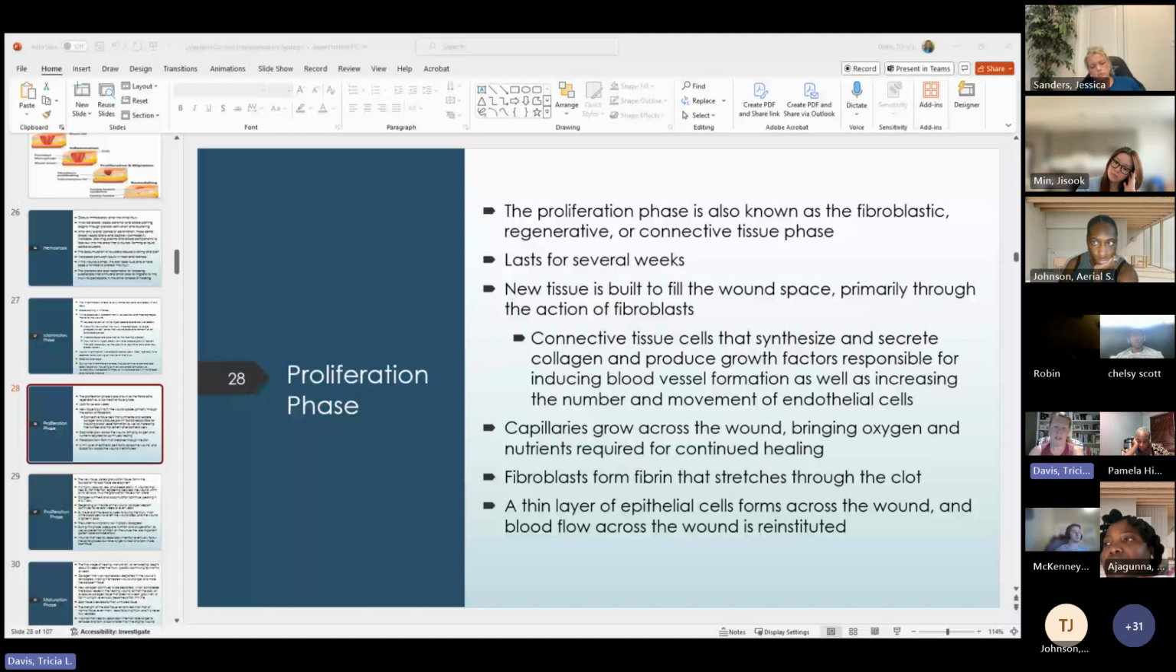Those fibroblasts that we talked about form fibrin, and that fibrin layer is going to stretch through the clot and cover that entire wound. Then what we see is a very thin layer of epithelial cells will start to form across that open wound. And then we're going to see the blood flow is going to be reinstituted to even further heal this wound.